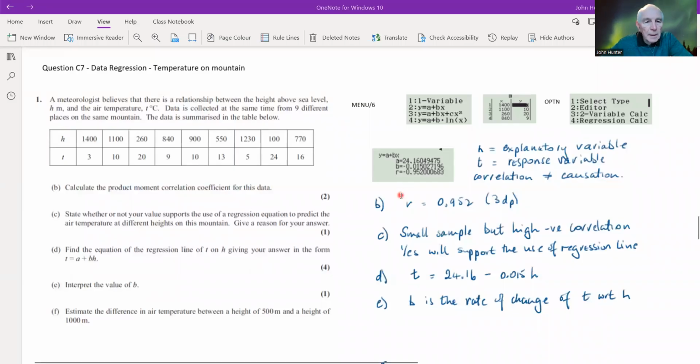Right, so this is a worked example on the topic of correlation and regression. This particular one is looking at the temperature on a mountain. So, a quick look at the question.